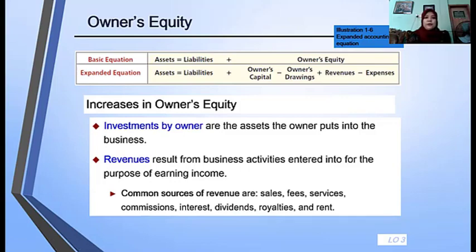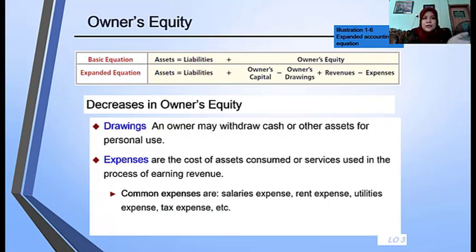Common sources of revenue: sales, services, interest, dividends, royalties, and rent. You can see many examples of revenues in a company's financial statements; you can see many kinds of revenues. In the last slide, we talked about what increases owner's equity. Right now, what decreases owner's equity?